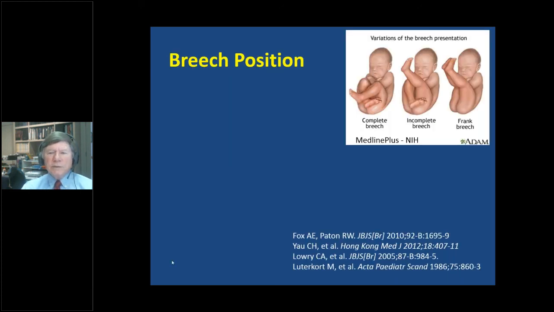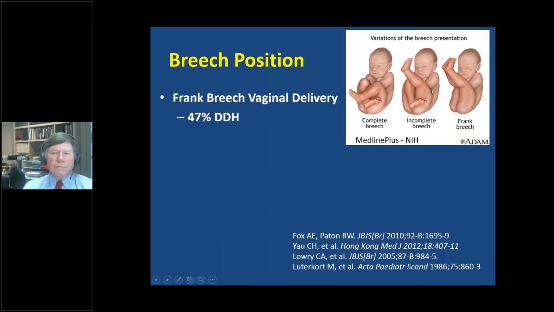Let's talk about the breech position, because there are different aspects of the breech position. There's a complete breech with the legs folded, incomplete breech, or frank breech. And there are different methods of delivery. Almost all breech babies in North America are delivered by cesarean section today. But a frank breech, this type, with a vaginal delivery, reportedly has a 47% incidence of DDH. So you can see that passing through the birth canal in this position can stretch the ligaments and stretch the hip and increase the risk of hip dysplasia considerably.